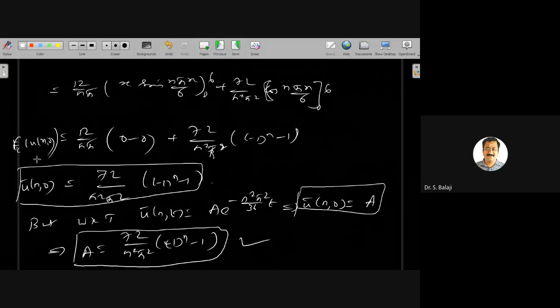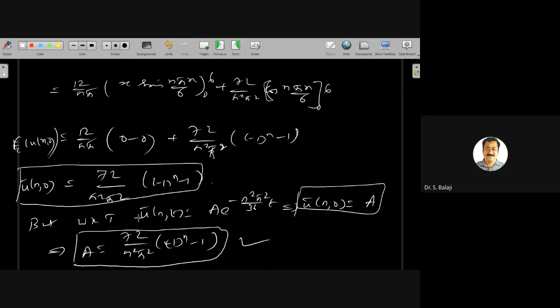For your result, this is the Fourier cosine transform of u(x, 0). After the transformation, you get n only. Therefore, at t = 0, u bar of (n, 0) is 72 by n square pi square times (minus 1)^n minus 1.